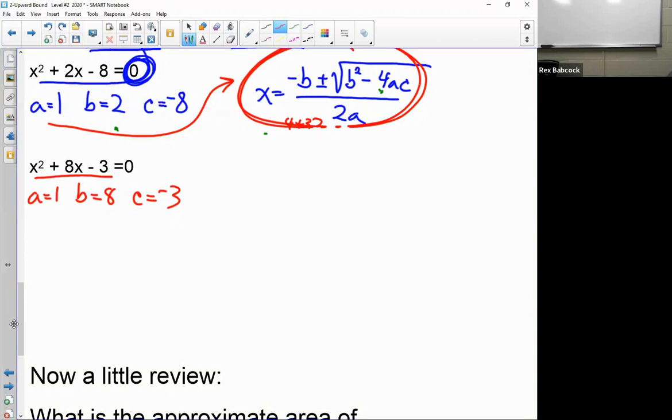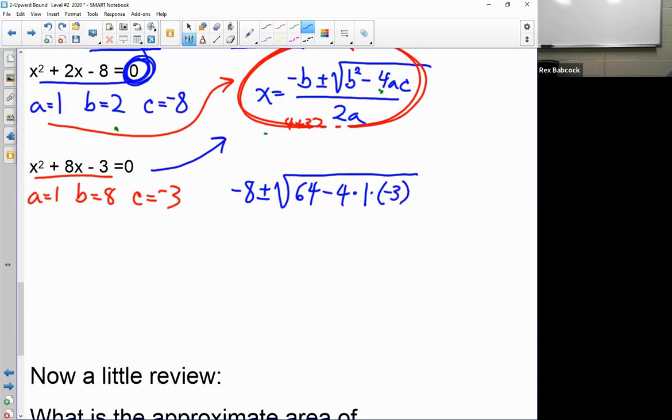Well, again, I would take the equation and just start putting the numbers in here. What's the first one? Can you tell me what the first one is? You got it in your head? -8. Plus or minus. What's the next number that goes here? B squared. What would that be? Did you say 64? Minus 4. A is what? 1 times c is a -3. What's it all over? 2a.